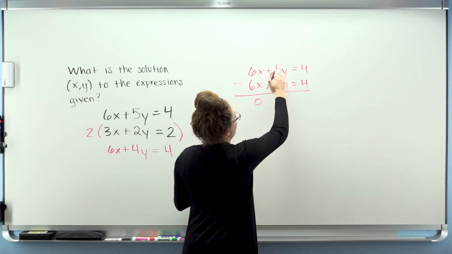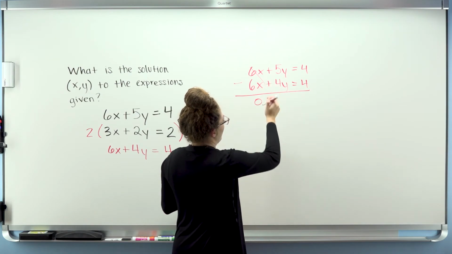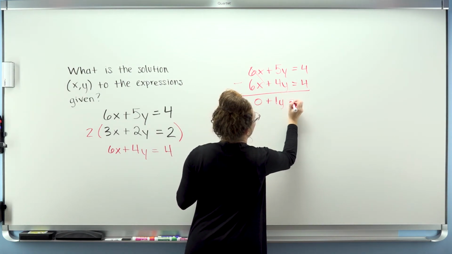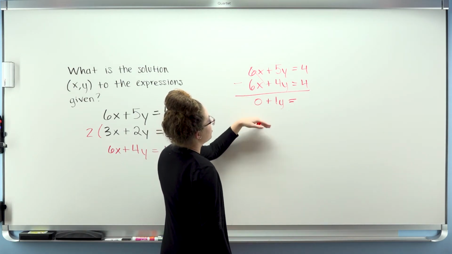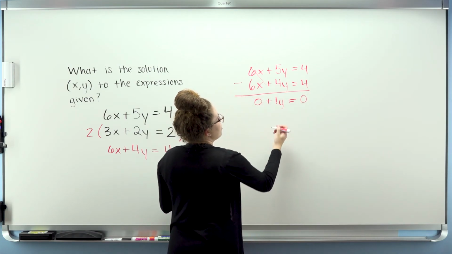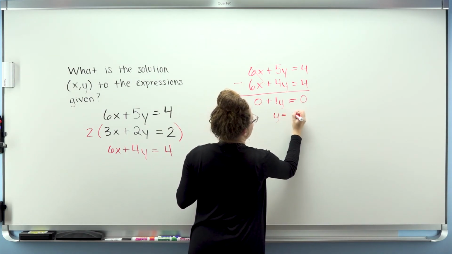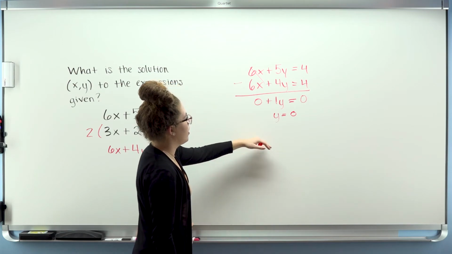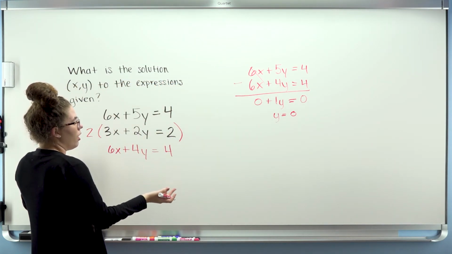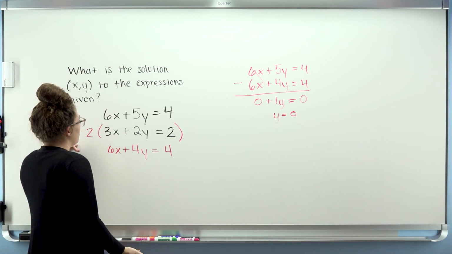So then we have 5y minus 4y. That would just be 1y. So that's positive. And that would be equal to 0 because 4 minus 4 is 0. Okay? So y is equal to 0. Okay, and now that we know that, we can just fill in our y value into either equation.